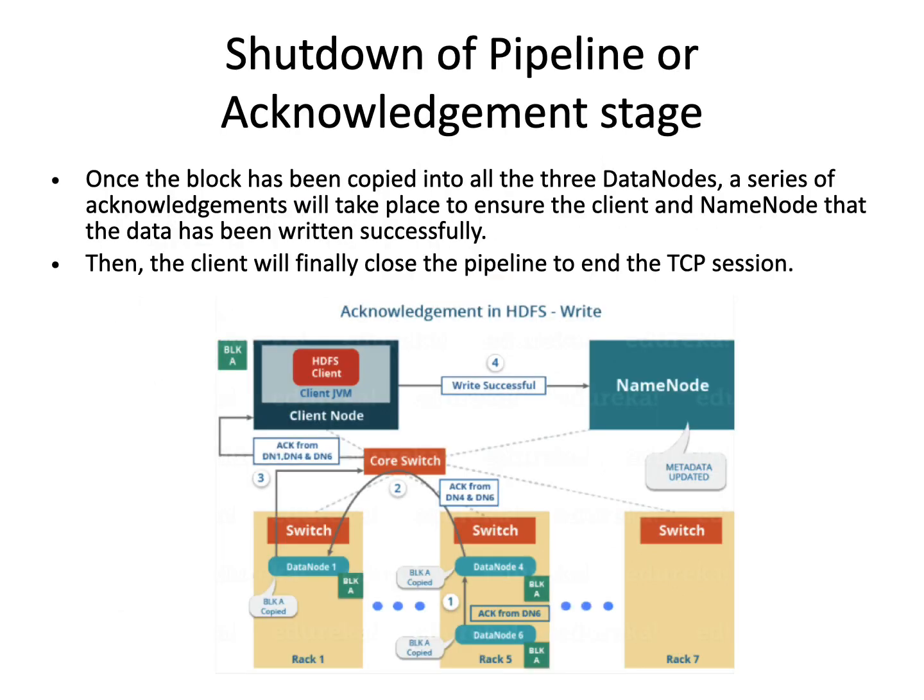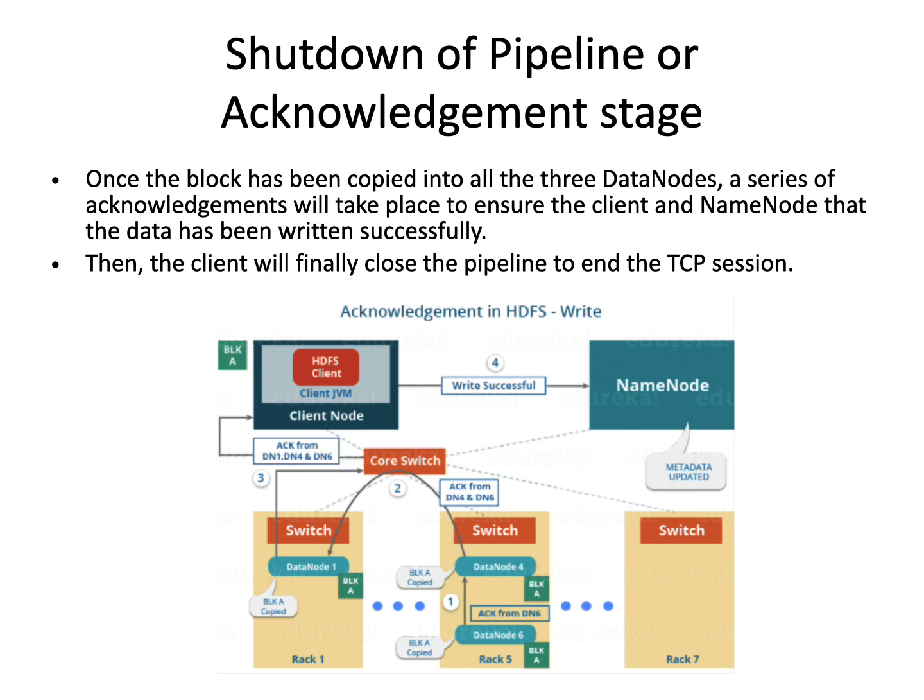And the last one is the shutting down of the pipeline, or the acknowledgement stage. Once the block has been copied to the 3 data nodes, a series of acknowledgements will take place to assure the client and the name node that the data has been written successfully. Then the client will finally close the pipeline to end the TCP session. As we can see in the figure, data node 1 will push three acknowledgements, including its own, into the pipeline and send them to the client.